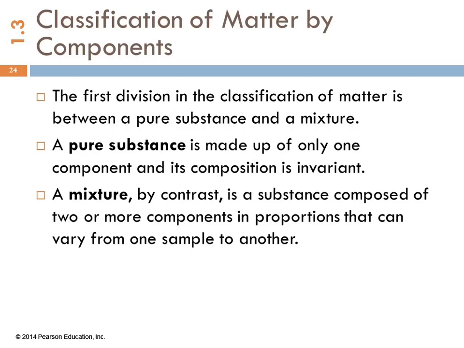So the first and largest division is between a pure substance and a mixture, and it's important to understand the differences between these. A pure substance is made up of only one component, and the composition is always the same. So you can't just mix more of one thing in. The composition is always the same.